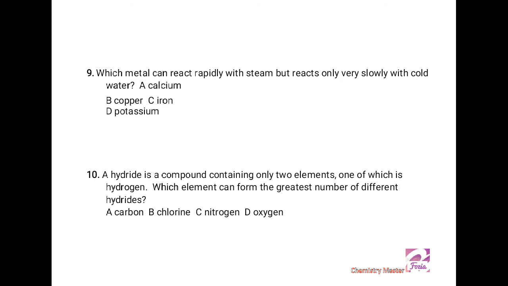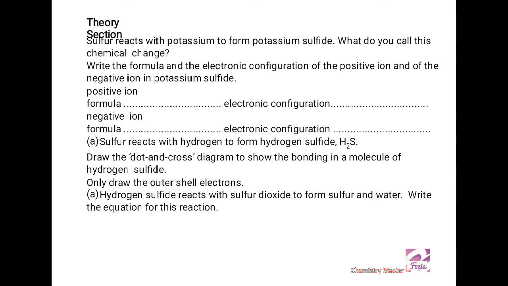The 10th MCQ is, a hydride is a compound containing only 2 elements, one of which is hydrogen, and there is another element. Which element can form the greatest number of different hydrides? Yes, it is none other than carbon, because the number of hydrocarbons is very large. Because of the catenation property of carbon, it is able to form millions of compounds with hydrogen, and the simplest organic compounds are also called hydrocarbons.